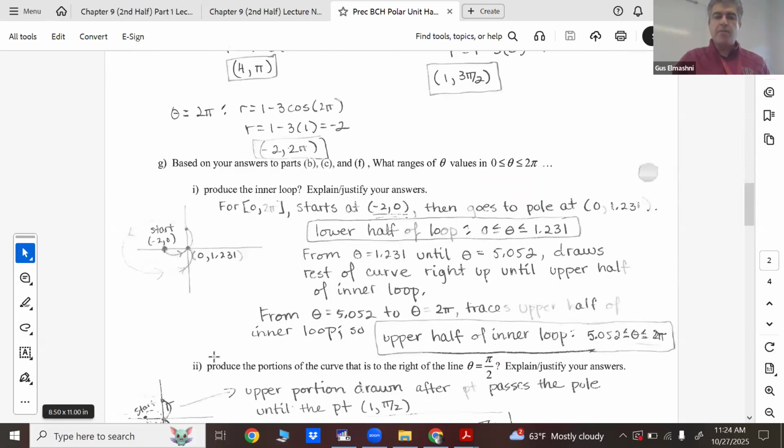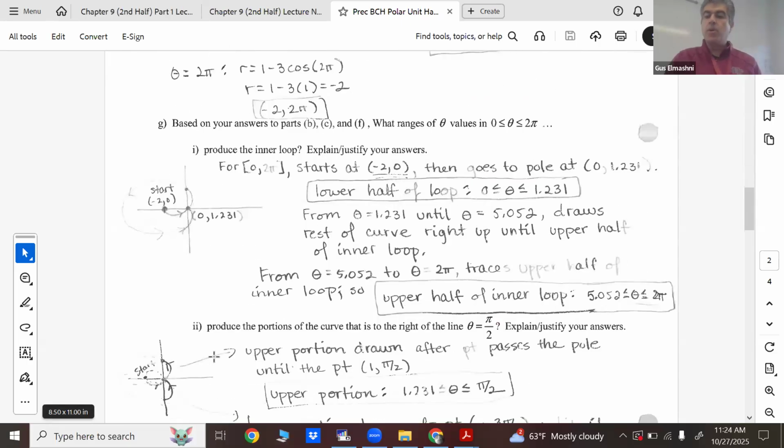Hold on, Marie. For part G, the inner loop, we know the bottom half was from 0 to 1.23. We didn't get back to the pole until 5.05. That's when we generate the top half of the inner loop from 5.05 to 2 pi. The drawing is a little confusing, but you can see it generated this first, then this little gap, then the outer loop.